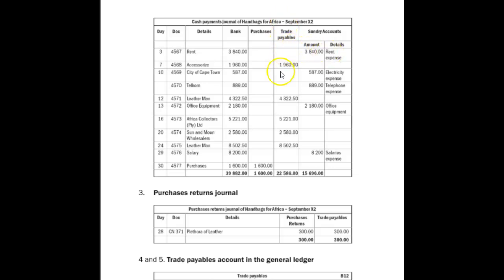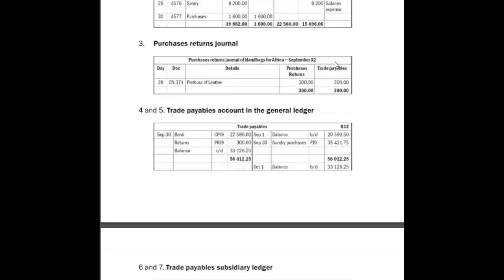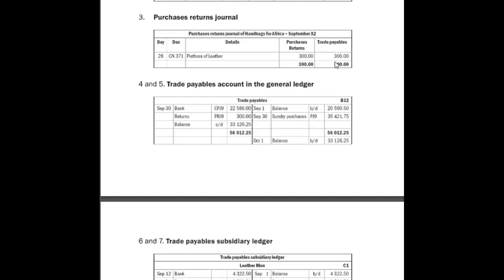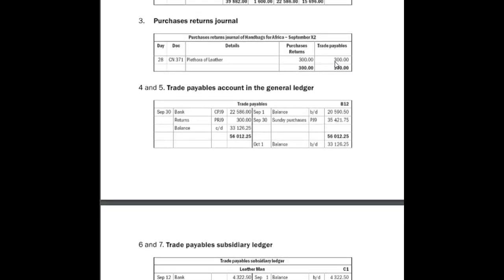And obviously, if they do not have an account, so let's say you paid for rent, there's no rent over here, so you make your own account, rent. Purchases returns journal is the opposite of the purchases journal. So let's say you bought stock from the suppliers for 100 Rand, do not like the product, you return it, then you go to something called the purchases returns journal, right? So in here we'll have purchases returns, so it'll always be the amount here, and then your trade payables, right?